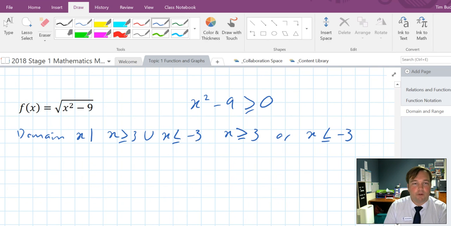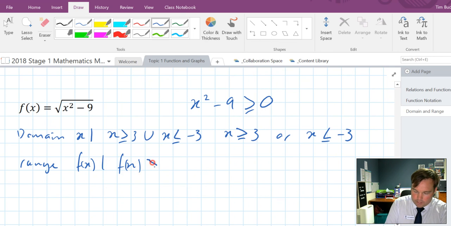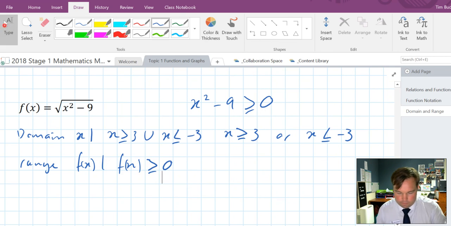Alright, what about range? Well, range of this, it's a square root, so square roots always return a positive. No matter what number we put in there, it will be a positive. It can be equal to 0 though. So here range, because you square root 0 you get 0, is f of x such that f of x is always greater than or equal to 0.